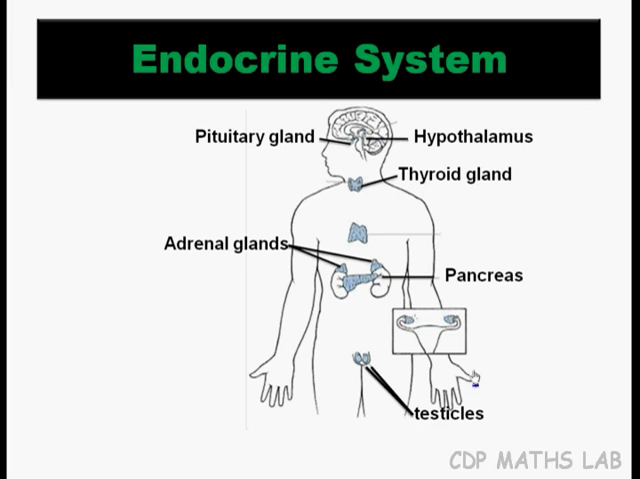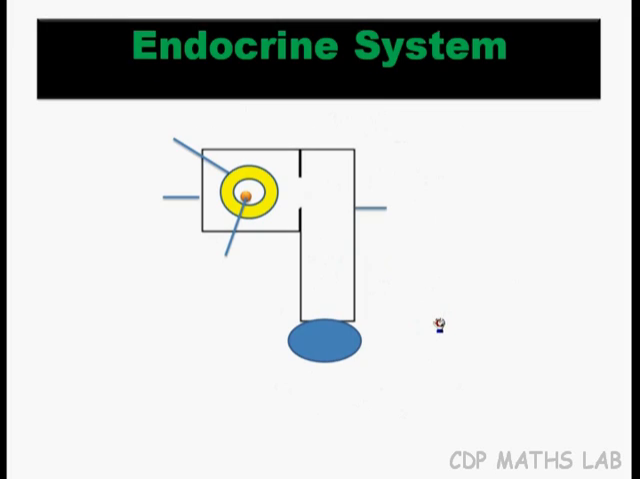And of course, men only have what? Testicles. And everybody knows where the testicles are, don't they? Good. And then for the women, we'll have what? Ovaries. So these are examples of the endocrine glands and their location. Now, I want you to listen carefully and look.